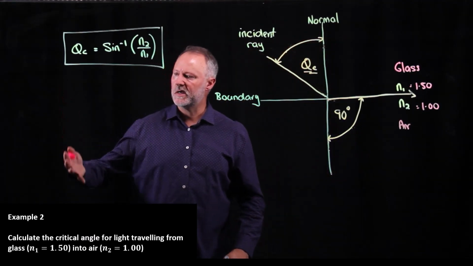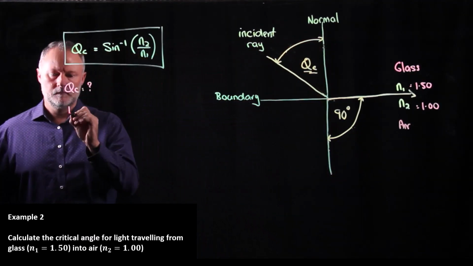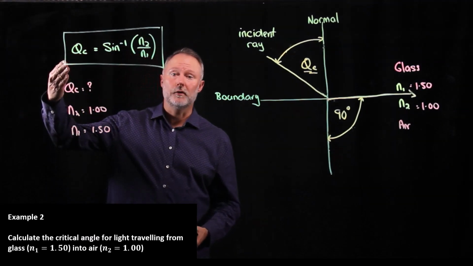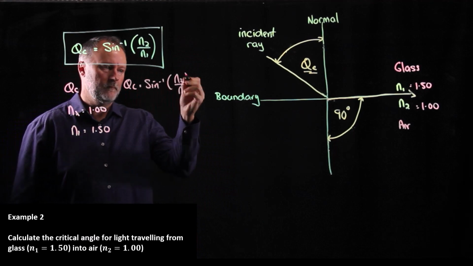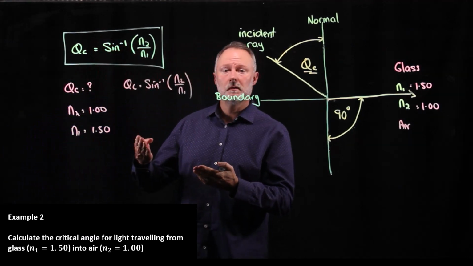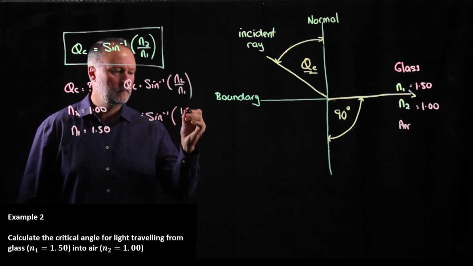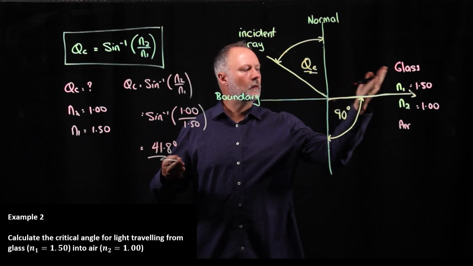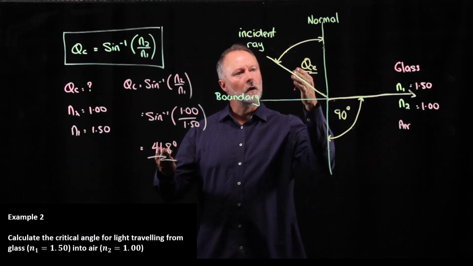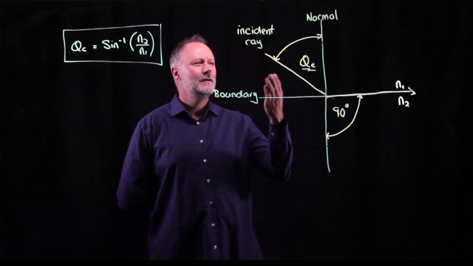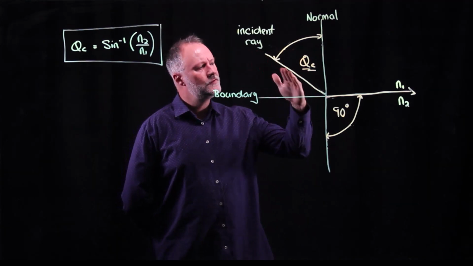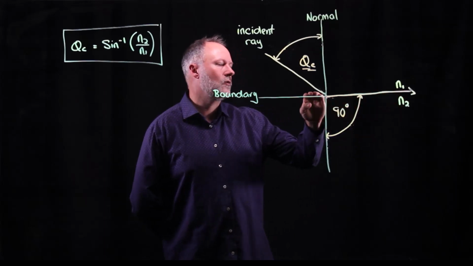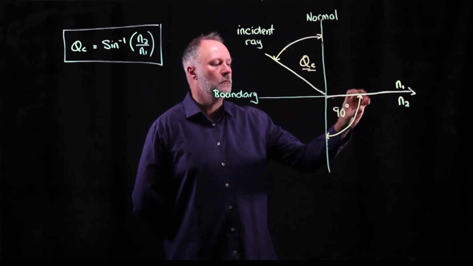Okay, let's now set out our variables. And of course we're going to use the critical angle equation. Let's now substitute and solve. So we've found the critical angle of light travelling from glass into air is 41.8 degrees. So at the critical angle, your incident ray of light refracts a total of 90 degrees from the normal and grazes the boundary or the interface between the two mediums.